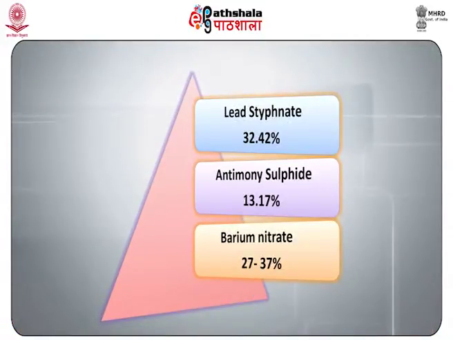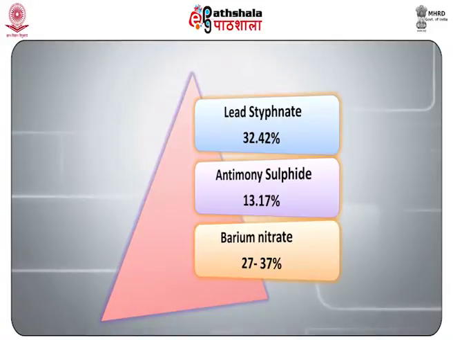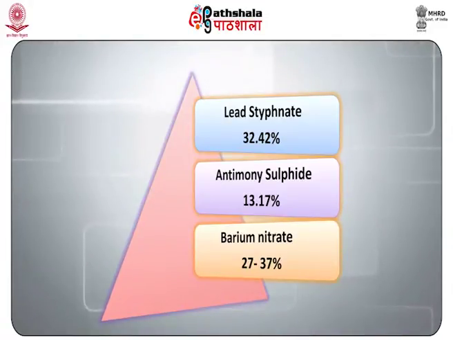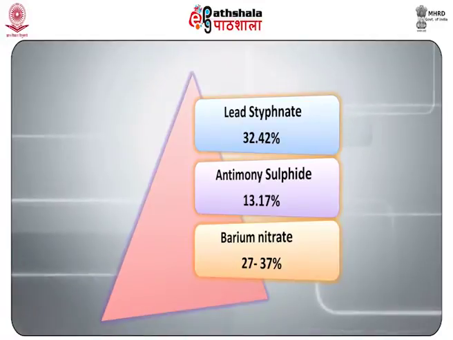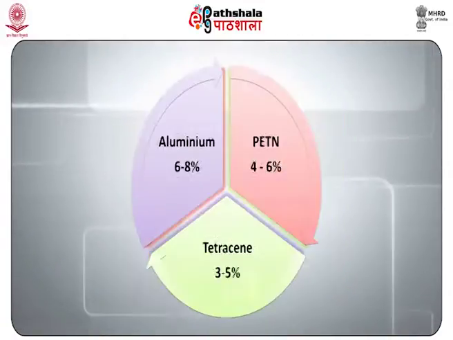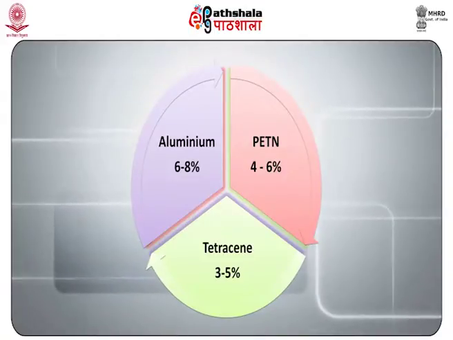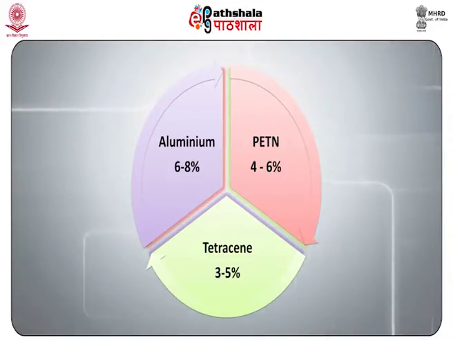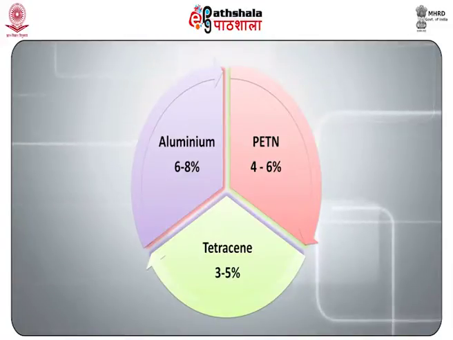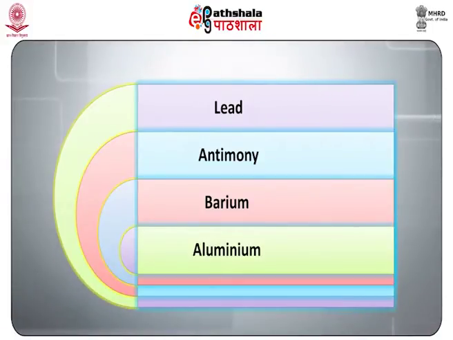Now, in India, the new primer composition being used is lead styphnate in 32.42%, antimony sulfide in 13.17%, barium nitrate 27 to 37%, PETN 4 to 6%, tetracene 3 to 5%, and last aluminium in 6 to 8%. Thus, the elements present in the GSR would be lead, antimony, barium, and aluminium.